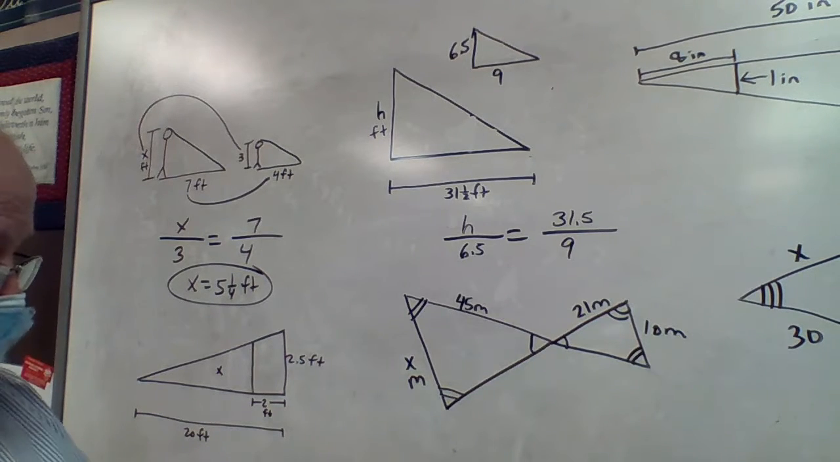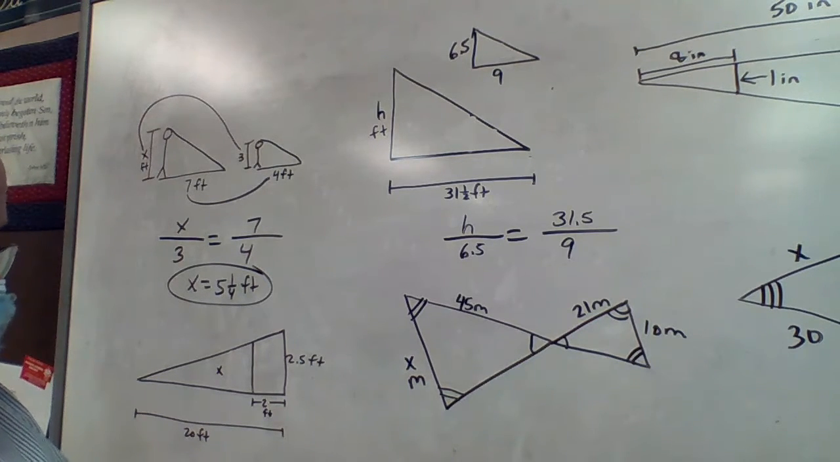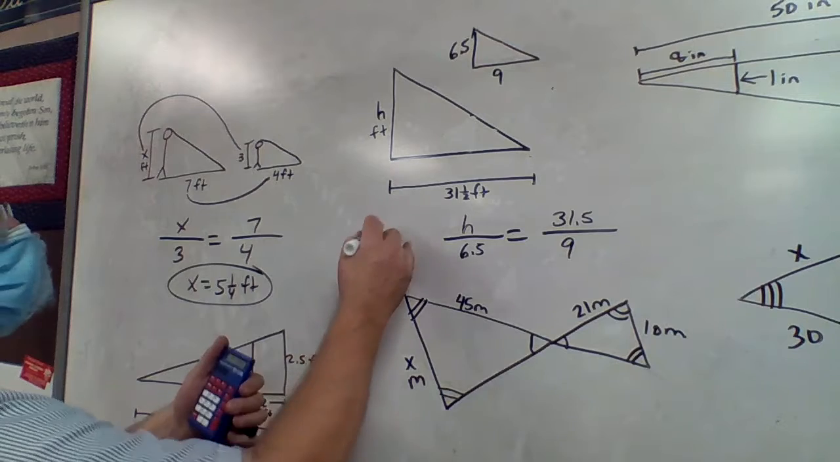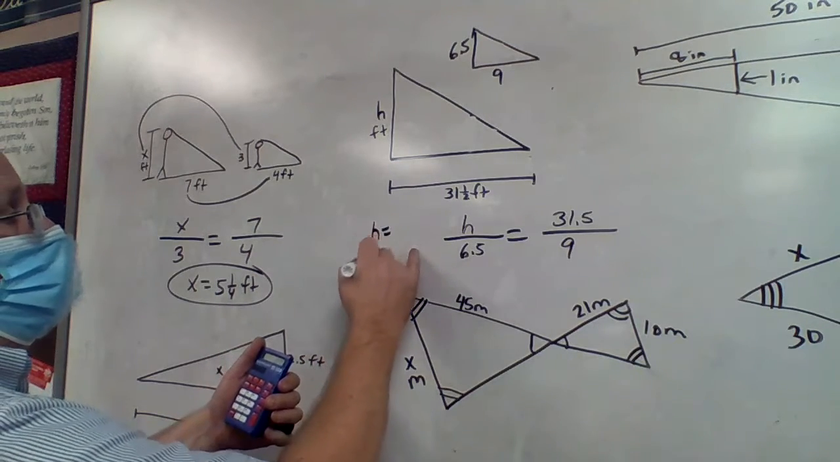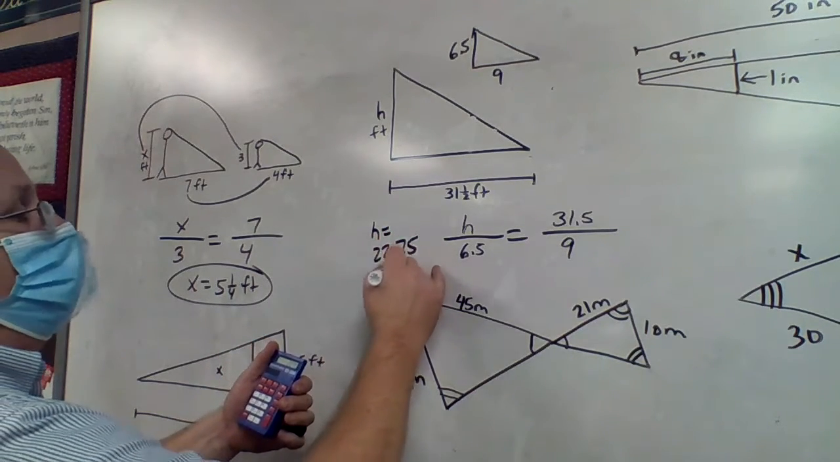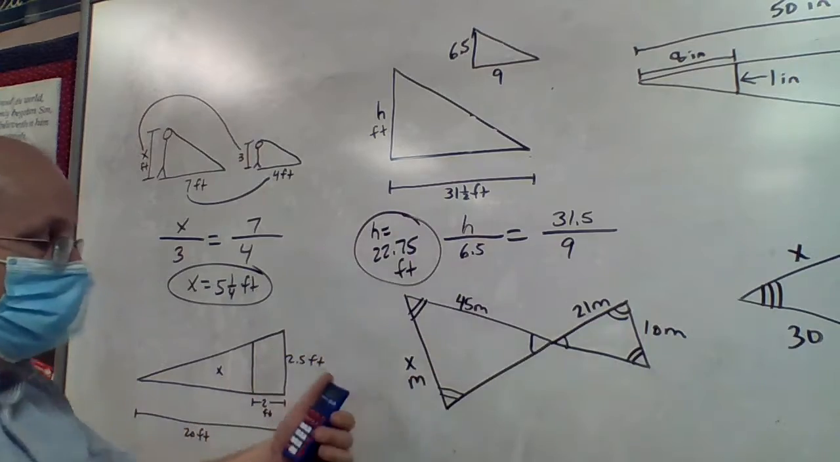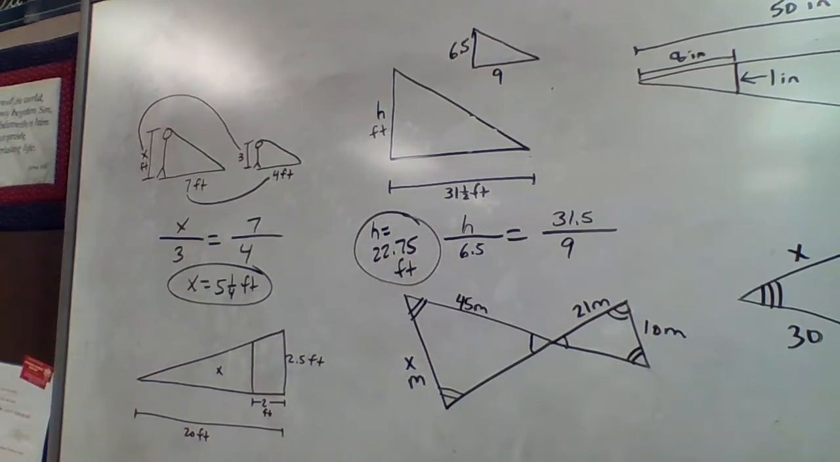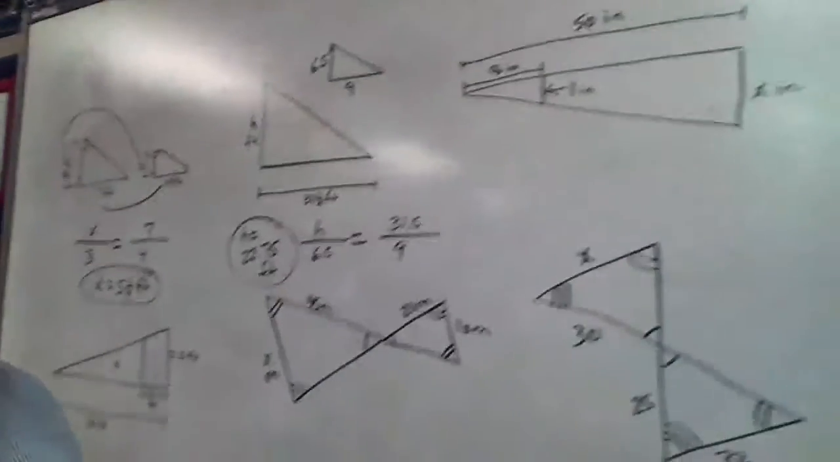But anyway, now we need to solve this. I'm going to take 6.5 times 31.5. I'm multiplying the cross products, and then I'm dividing by that remaining number of 9. And I get an answer that the height, h, is 22.75 feet in this particular case. 22.75. Okay, let's move on.